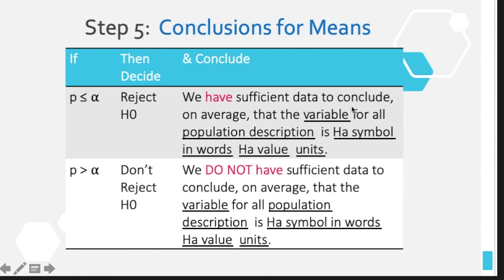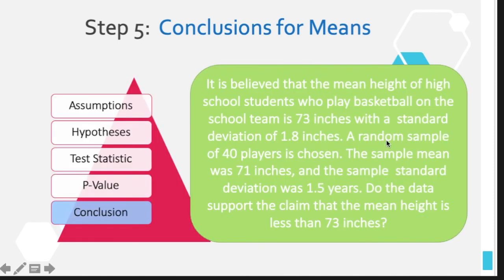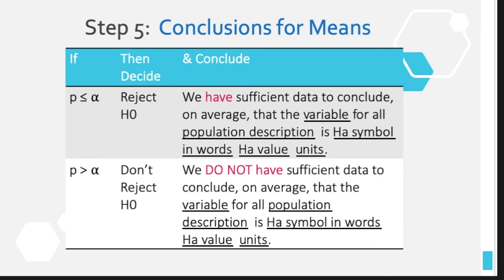So we have sufficient data to conclude on average that the height of basketball players for our entire school, or whatever our population was in that scenario, is less than, because remember that was our symbol, so we would write out less than, and then 73 inches. So going back to this scenario, yes, we can conclude that the data support the claim that the height on average for every basketball player on the school team is less than 73 inches. So that's our conclusion, and that's how we would do conclusions. You may want to write this information down or keep it somewhere as a guide of how you can conclude things.